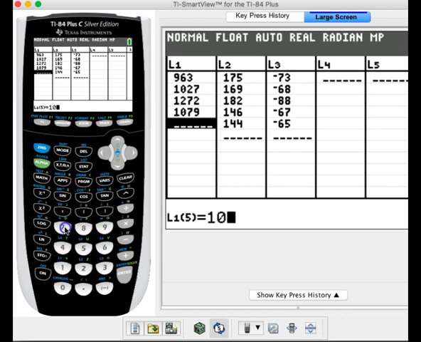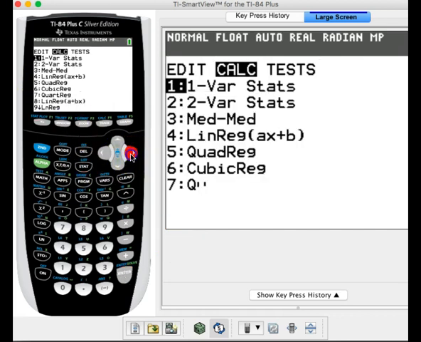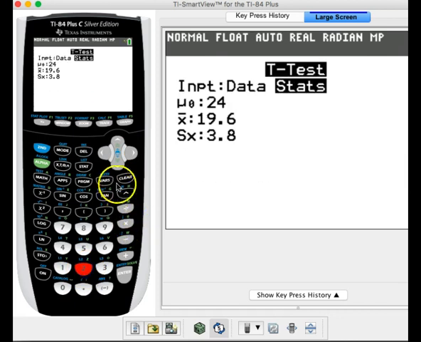So 1070, then 1173, 1067, 1347, 1100, and 1204. Okay, so I'm going to go through and double check them real quick just to make sure I entered everything correctly. That looks good.